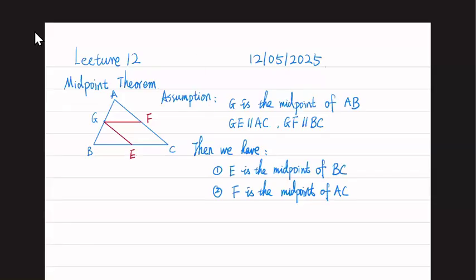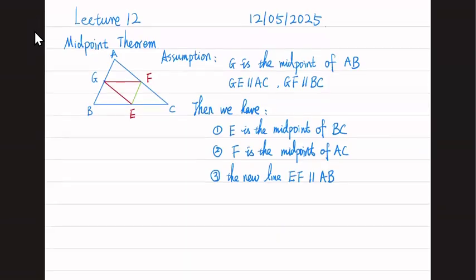So we have the 2 points, we can connect them. I will use a different color. The conclusion is this new line turns out to be parallel to AB. Moreover, we have the sides of this triangle are half of this triangle.